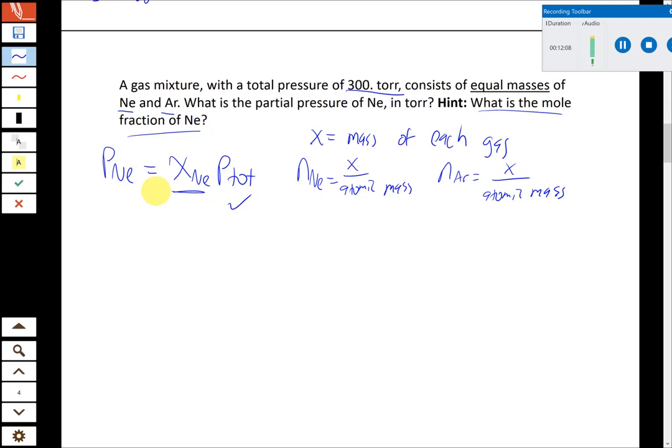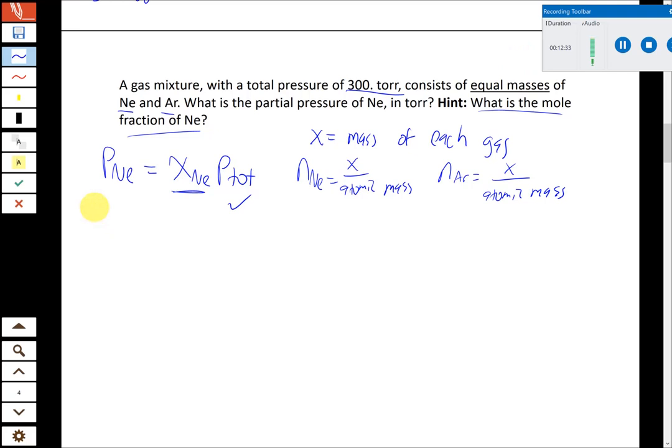So the way that I would approach this problem is let's just assume some mass of each gas. It says they're equal. It won't matter what that mass is. The partial pressure will be the same no matter whether this is 1 gram of each gas or 1,000,000 grams of each gas. As long as the masses are equal, you'll get the same mole fraction and the same partial pressure.